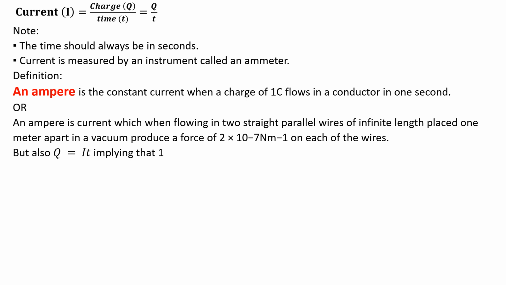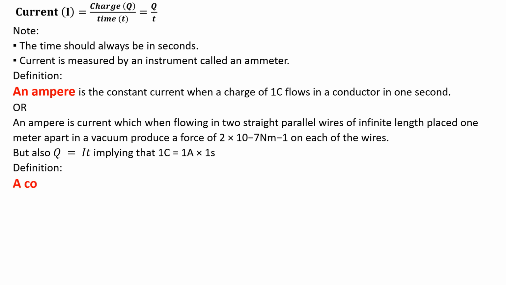But also Q is equal to IT, meaning from the first equation I told you, when I make charge the subject, I just multiply both sides by T, then I get charge is equal to current times time, implying that 1 coulomb is equal to 1 ampere times 1 second, as per the units.